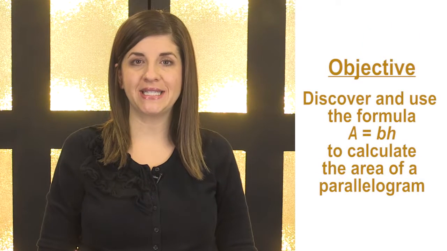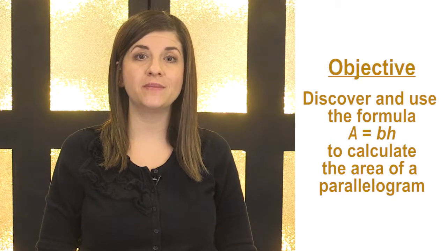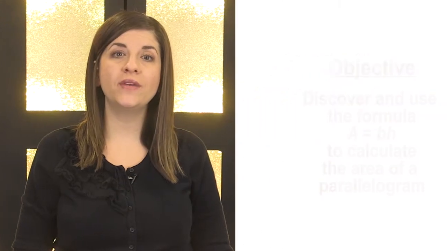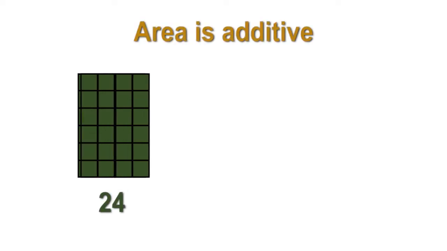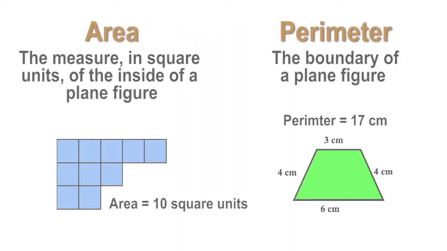The objective of this lesson is to discover and use the formula area equals base times height to calculate the area of a parallelogram. In previous grade levels, students have calculated area with various figures. They have learned that the area is additive and that it can be decomposed into several pieces and still have the same value. In 6th grade, students may still confuse area and perimeter.